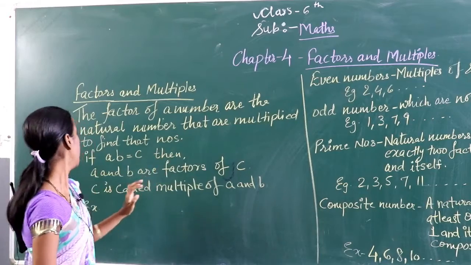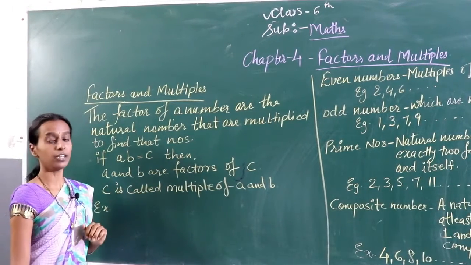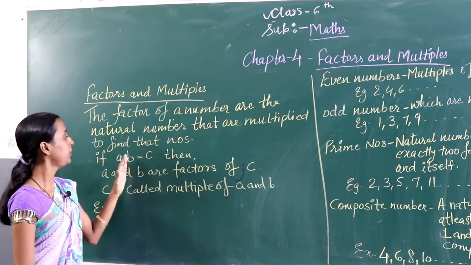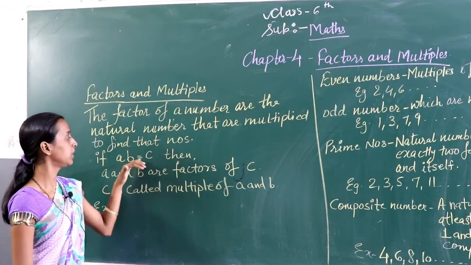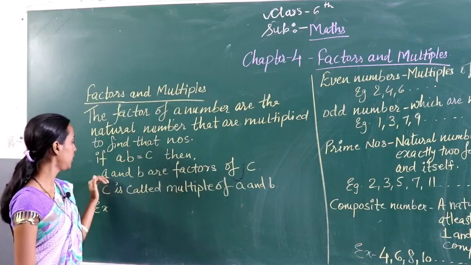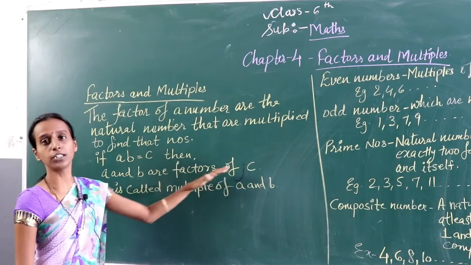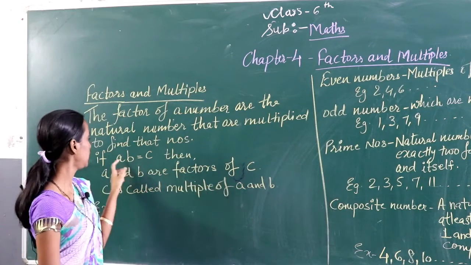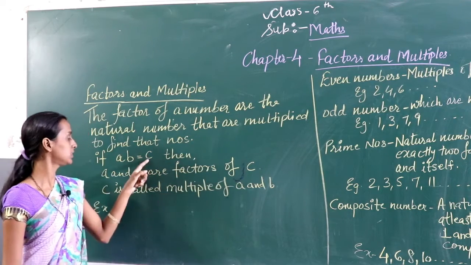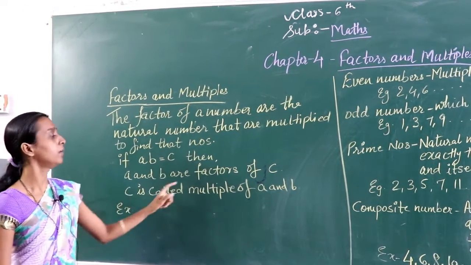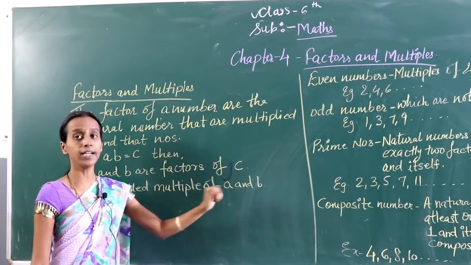Okay, if we understand in general, if we say A times B is equal to C, if A is multiplied by B, then we get C. So A and B are factors of C. So this A and B will be called the factors of C. And what will this C be? This C is called a multiple of A and B.